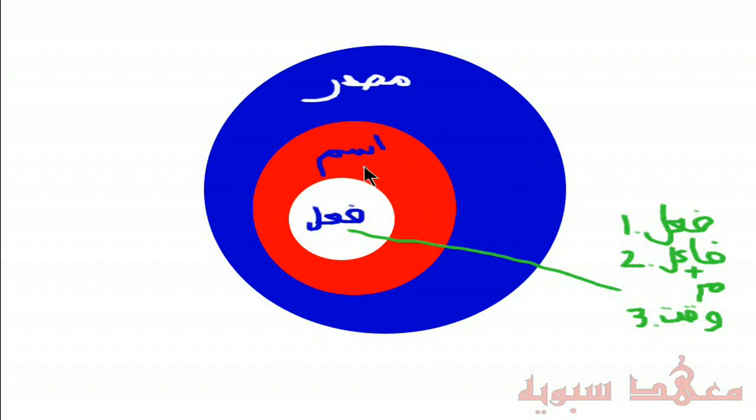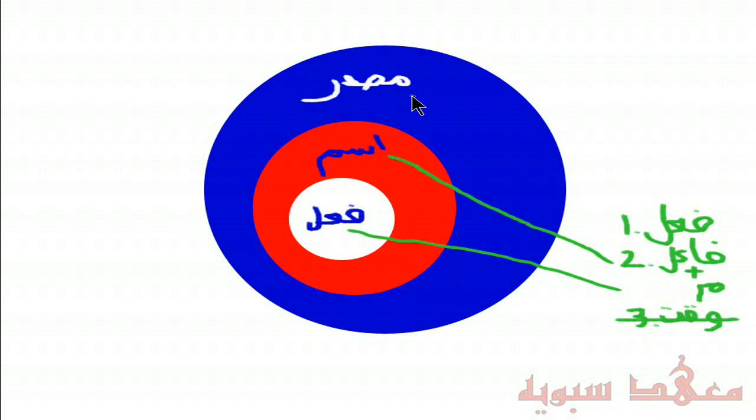Now when I talk about ism, I'm talking about ism maf'ul and ism fa'il, the active and passive participle. These names denote the doer of the action or the recipient of the action, if it's a transitive verb. Now if we look at these three, the third one, al-waqt, is not associated with the ism fa'il or the ism maf'ul, because it denotes a person who receives the action or who does the action without a time frame. The ism wouldn't have the third aspect, the waqt.